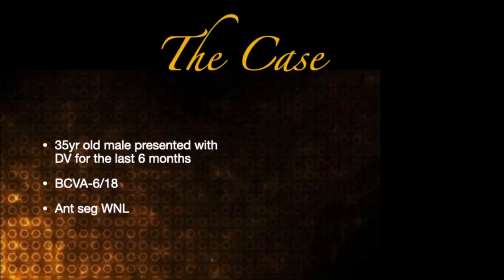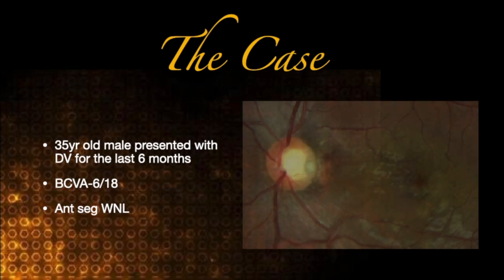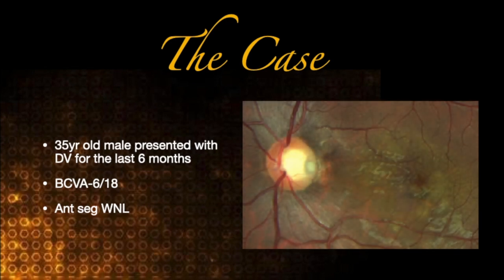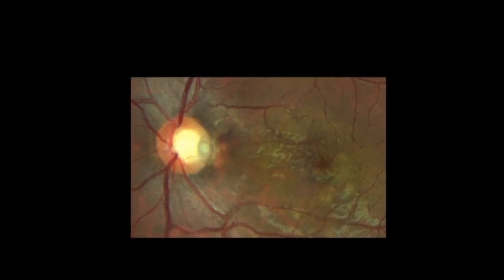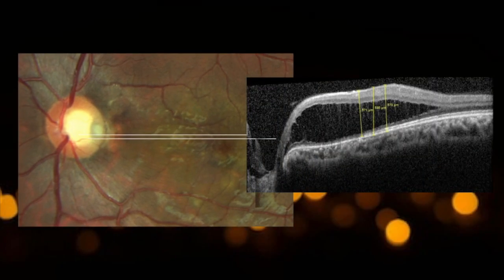We also had a classical case of a 35-year-old male who presented with defective vision for the last 6 months. Best corrected visual acuity was 6/18 and the anterior segment was essentially normal. The posterior segment featured an oval-shaped depression in the inferotemporal aspect of the optic disc and associated maculopathy. We see fluid mainly in the outer plexiform layers and mild fluid accumulation also in the inner layers.